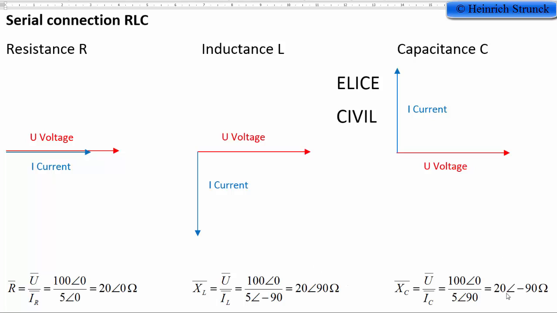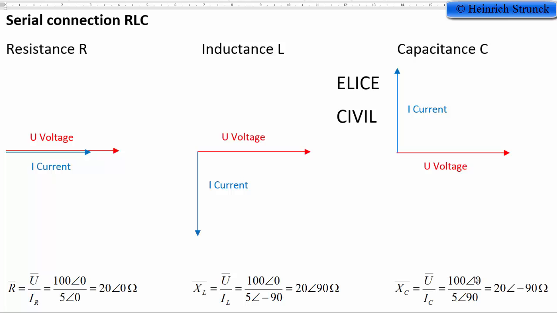For the capacitor, the current is 90 degrees in front, or leading, in relationship to the voltage, so the angle for the current is positive 90 degrees, and then the reactance for the capacitor has a negative angle of 90 degrees.